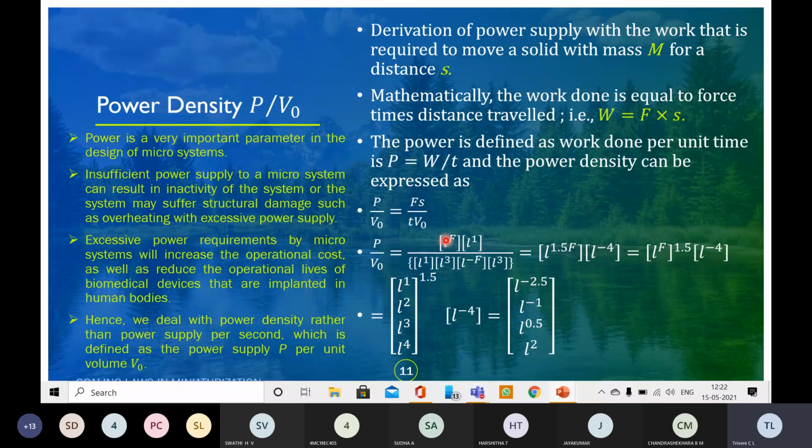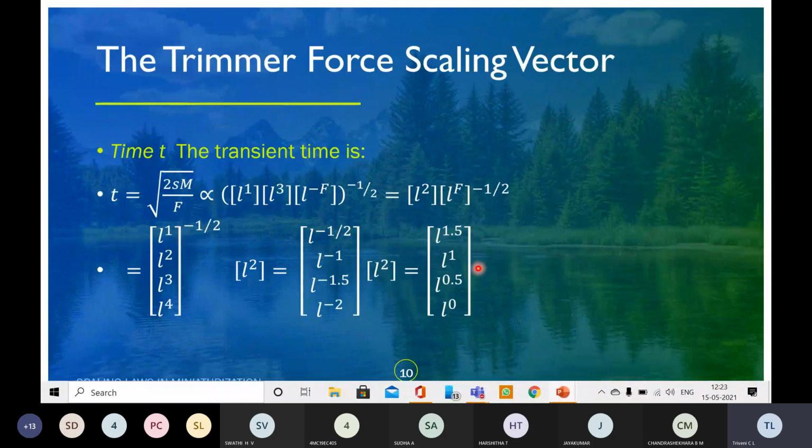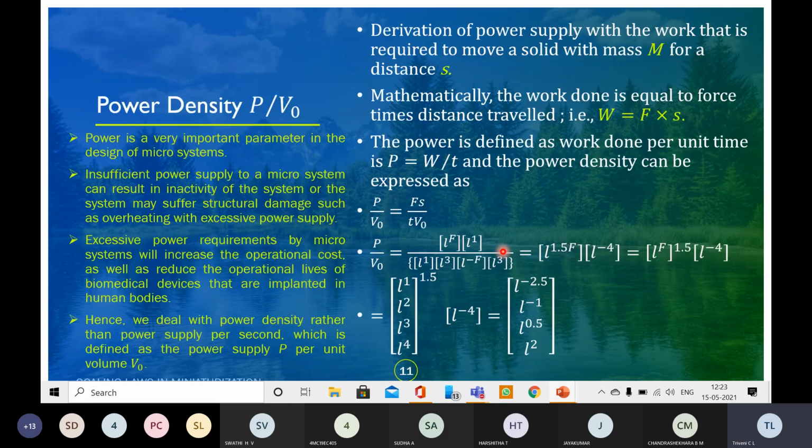So here this L cube is nothing but volume, where you can see it here, right? T into V naught. V naught L cube is the volume. This value L to the power of 1, L cube, L to the power of minus F, it is nothing but transient time here. So this transient time T has been substituted here, right? So then we'll be able to get this answer here.